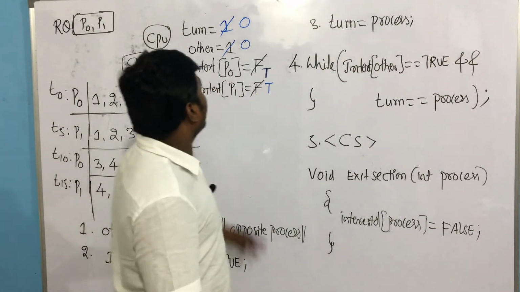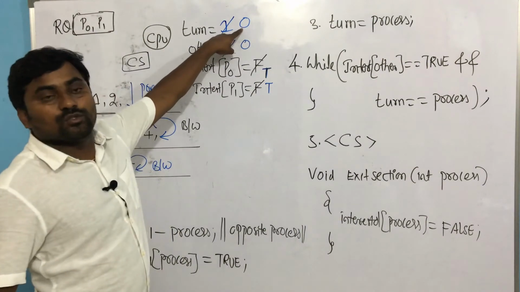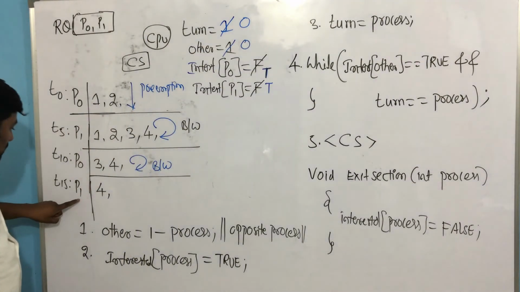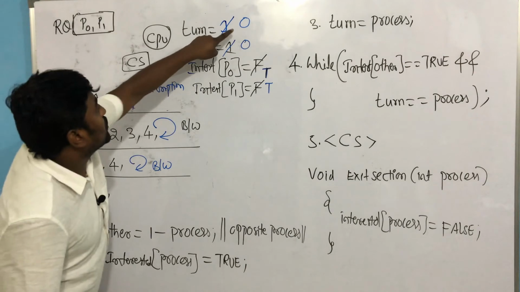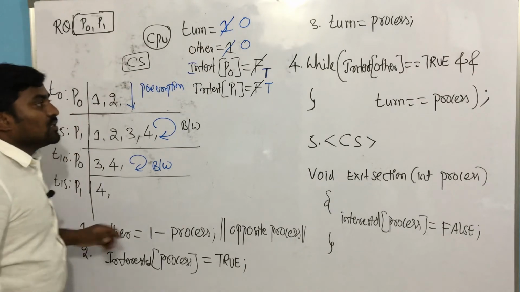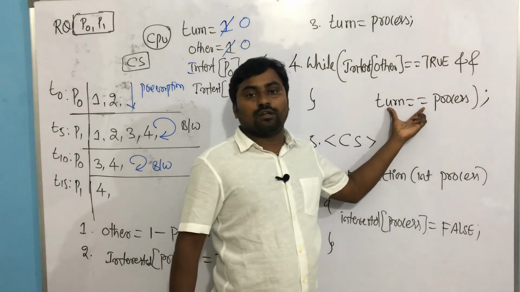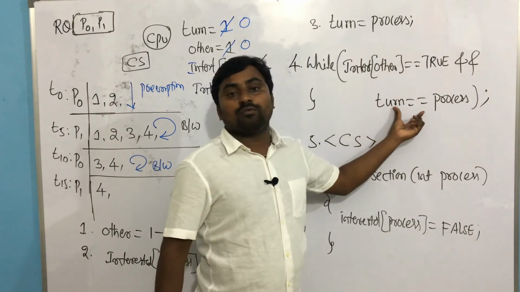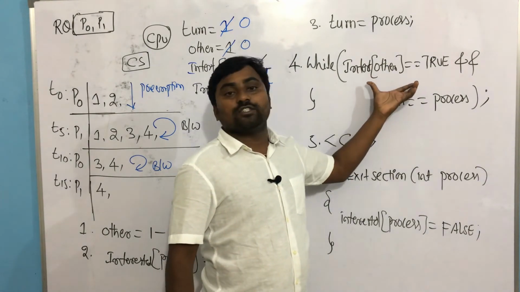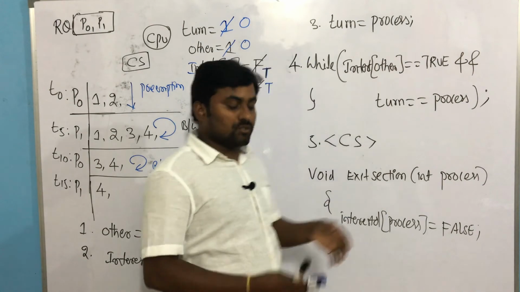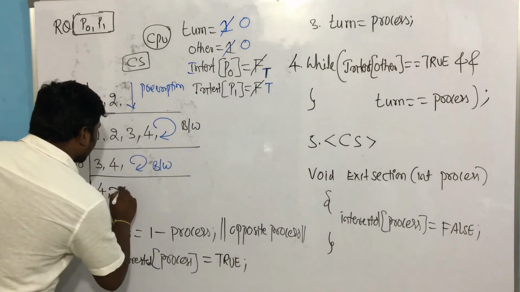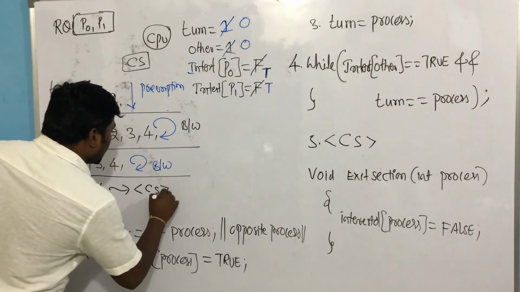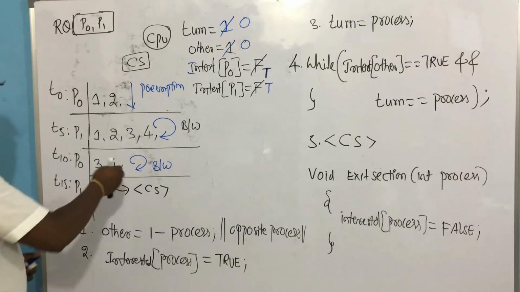And the right part: turn equal to process. What is the turn value? 0. What is the process? Process P1. See, turn value 0, process value 1. So the right part of the condition is false or not? With the AND operator, when the right part of the condition is false, the total condition is false. When the total condition is false, definitely it has to enter into where? Critical section. It has to enter into the critical section. Are you getting my point? So it will enter into the critical section.